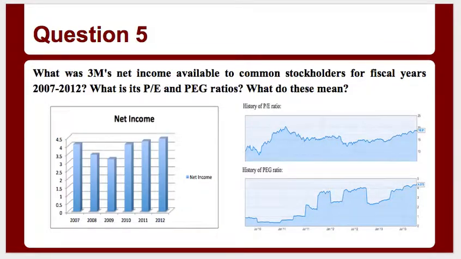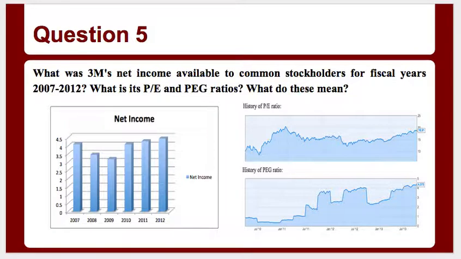Question 5. As the firm showed net income from 2007 to 2012, it still continued to grow from 2008 to 2012, but not as much as in the last 3 years.